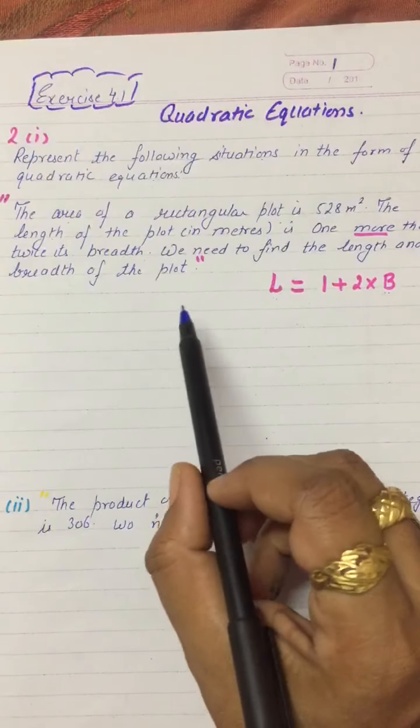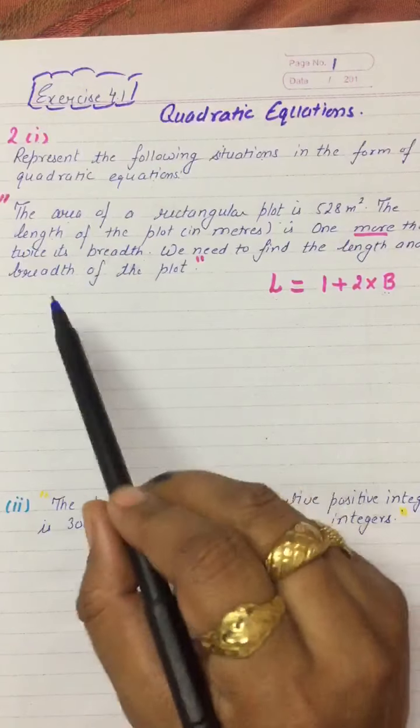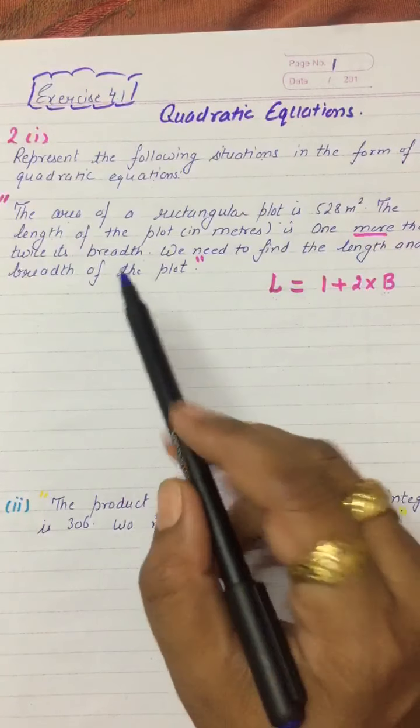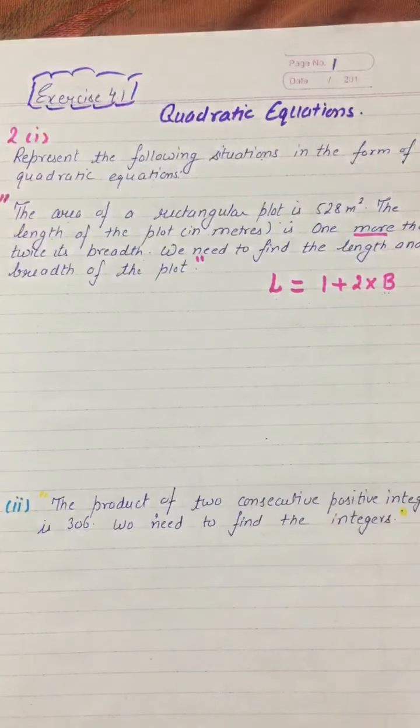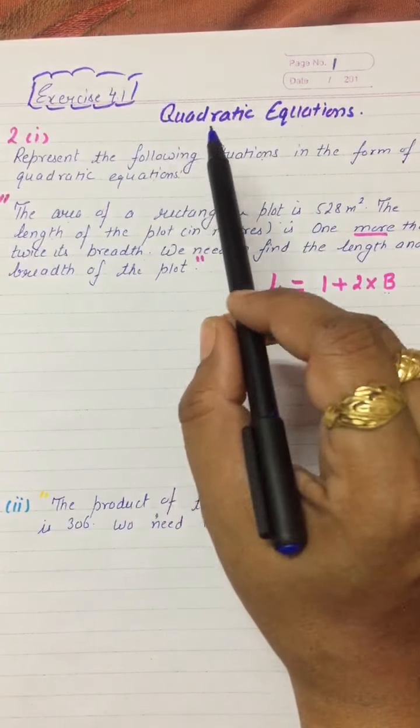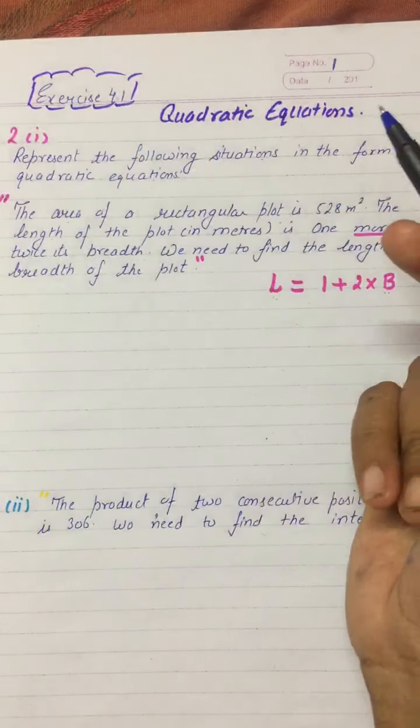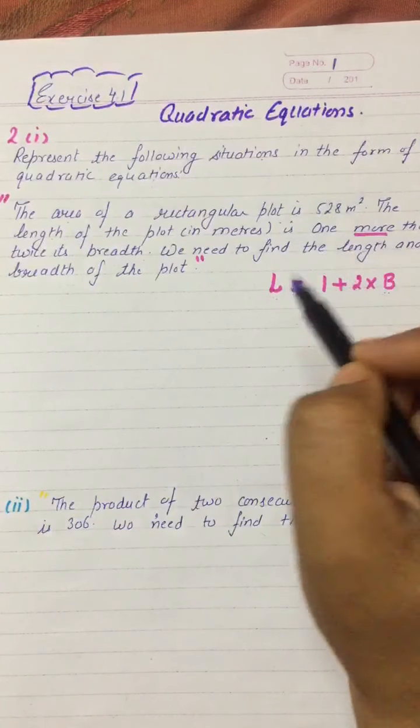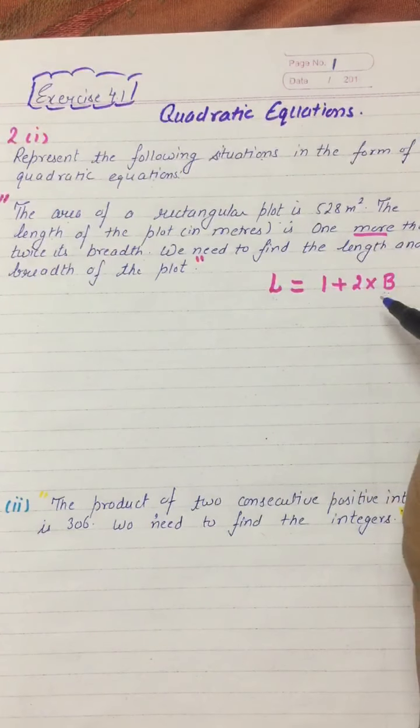So what is given in this question? There are two things. According to the question, we have to find the length and breadth, so we will assume the length and breadth. As we have done in the last chapter, chapter number 3, linear equations in two variables, there were two variables. We were assuming one as x and the other as y. But this is a quadratic equation. We always choose one variable as x and the other variable in terms of the one variable.